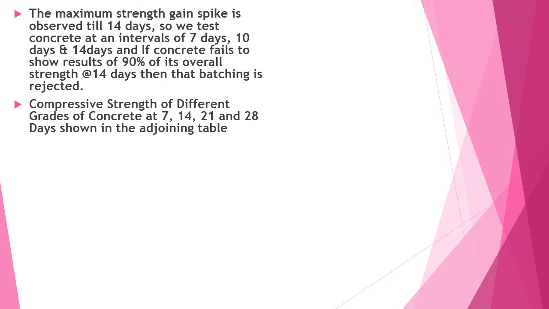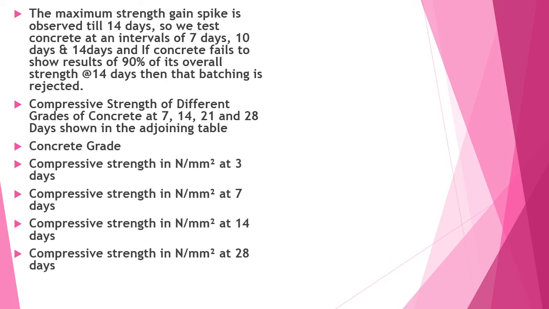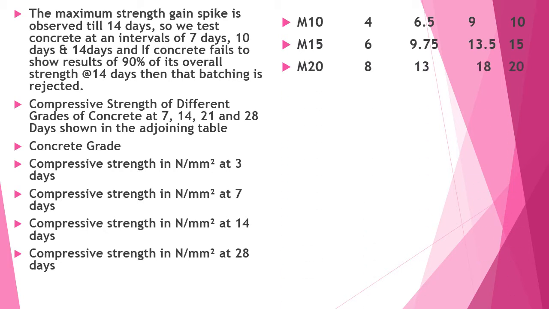Compressive strength of different grades of concrete at 3, 7, 14 and 28 days is shown in the adjoining table. Concrete grade, compressive strength in newton per mm square at 3 days, at 7 days, and it goes on up to 28 days. M10, that is 6.5, 9 and 10. M15, 6, 9.75, 13.5 and 15. M20, 8, 13, 18 and 20. That is in newton per millimeter square.